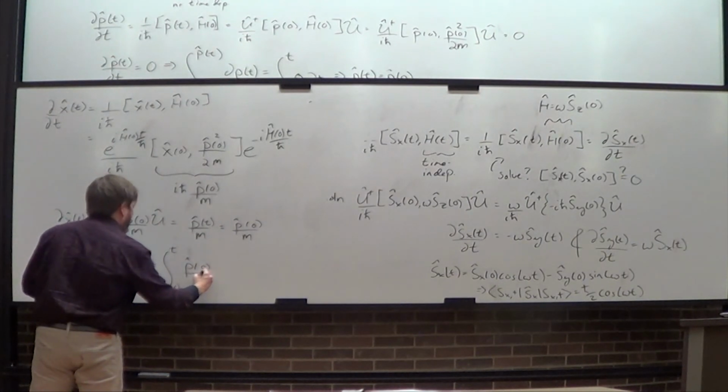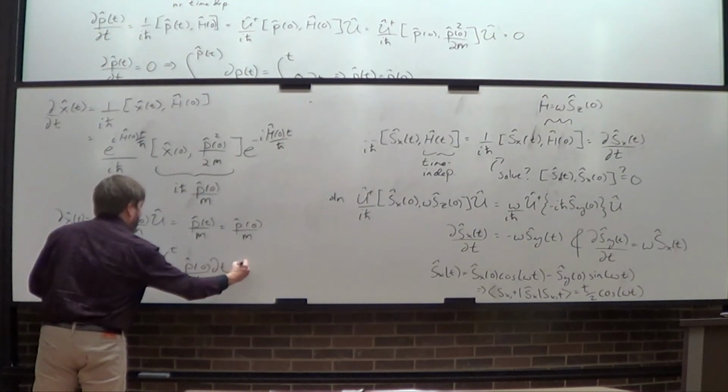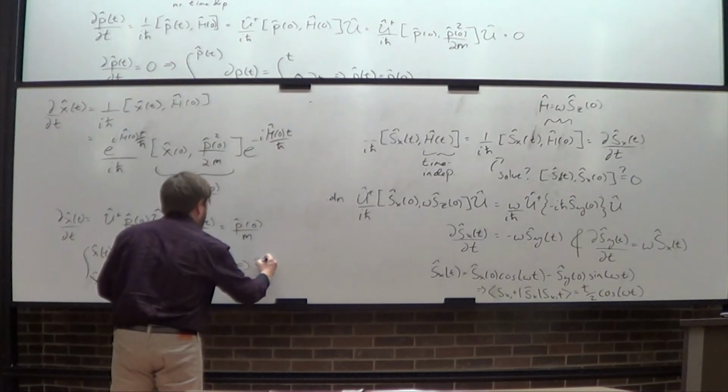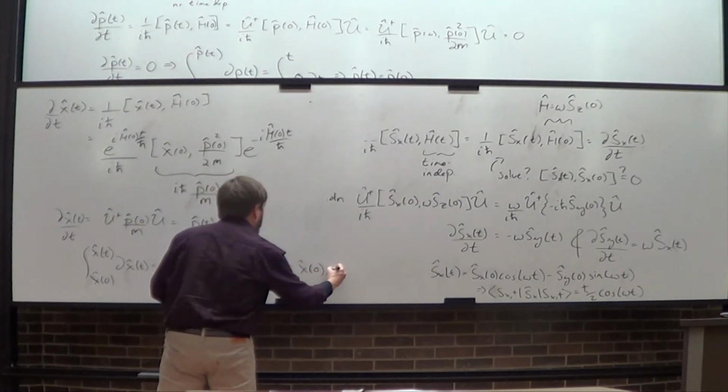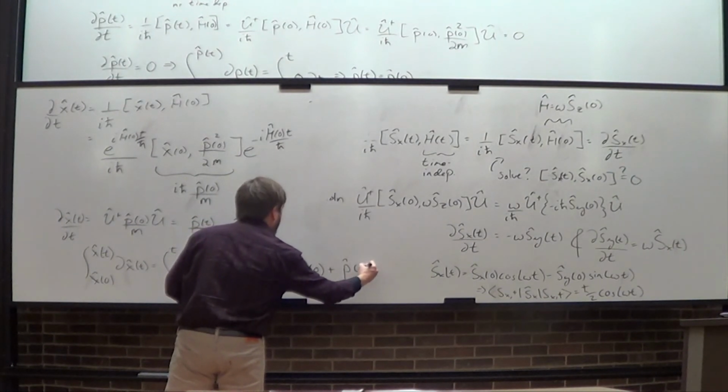Again, I'm just being very careful with my calculus. And therefore, the position operator at time t is the position operator at time 0 plus the momentum operator at time 0 over m times t.